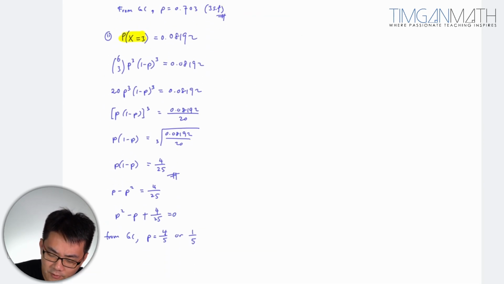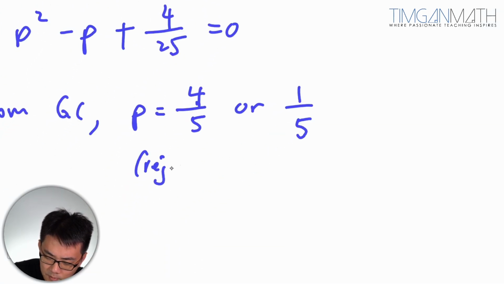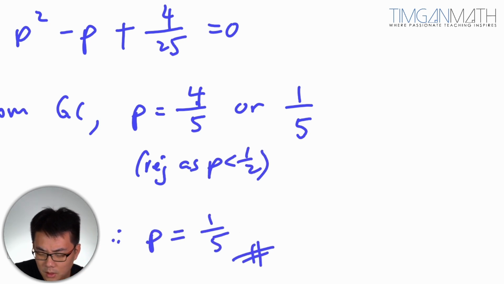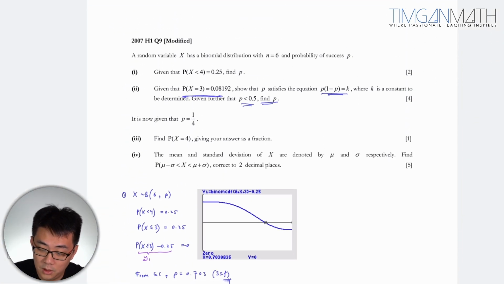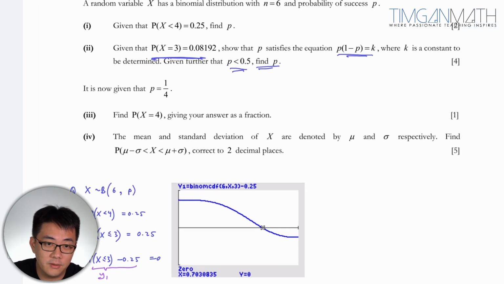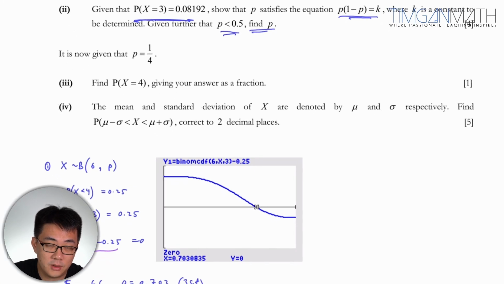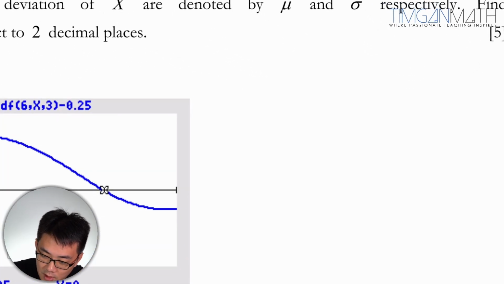Okay. What you need to do is actually just find P. So P is less than half, so P is 1/5. Okay. Yeah, 1/5. So there you go. That's how you do part 2. So now it's given that P is 1/4 instead. Find P(X equals 4), leaving answer as a fraction. P(X equals 4). So part 3.